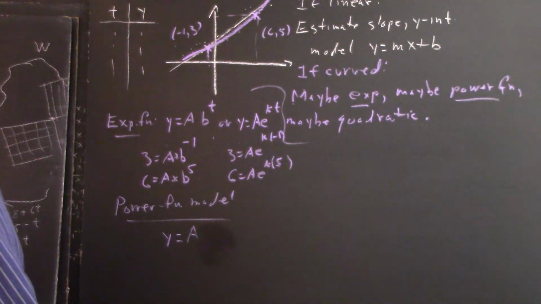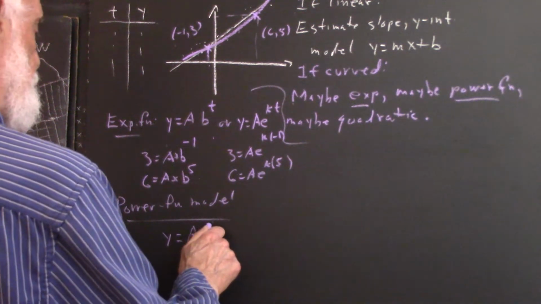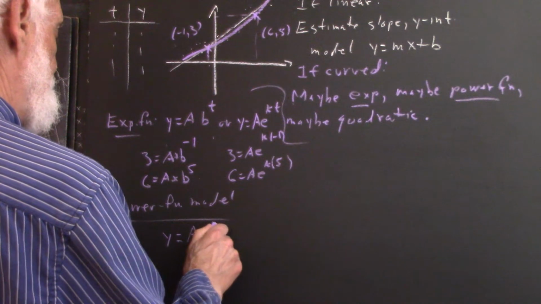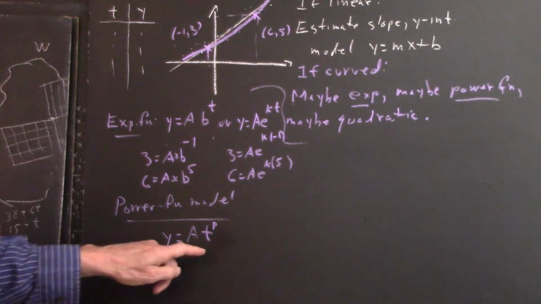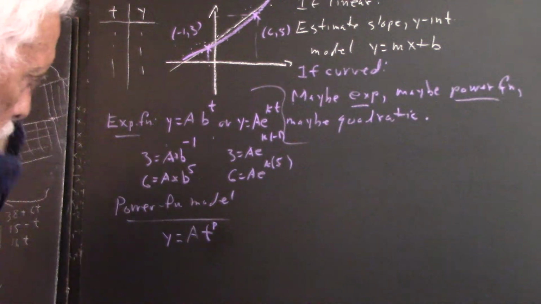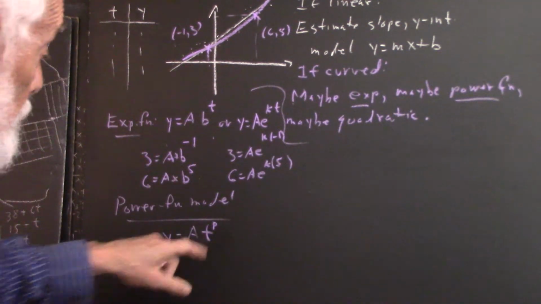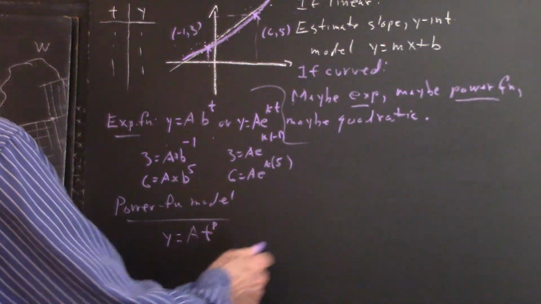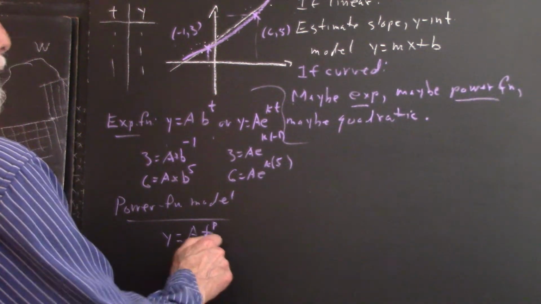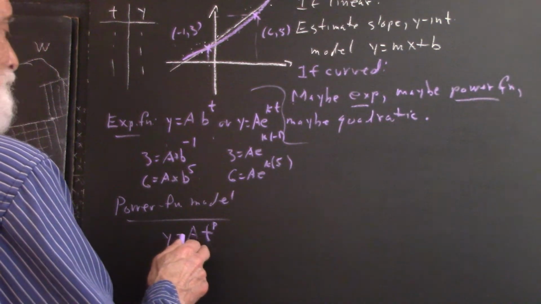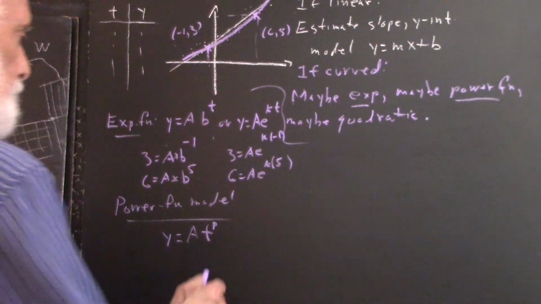It would be a times t to the power. Okay, because you raise your base to a power, you raise your number to a power. Okay, t is not the base, t is now your variable. And of course, if it's a power function, you might want to think of the variable being x. So it'd be a x to the p. That might look a little better that way.